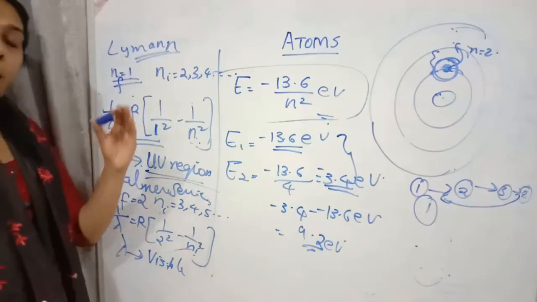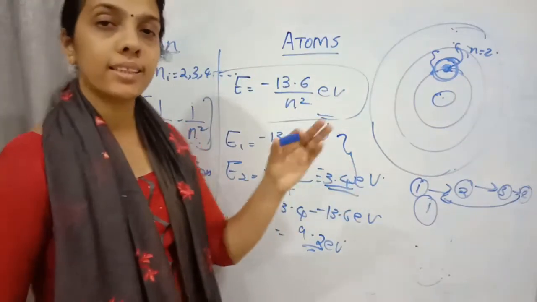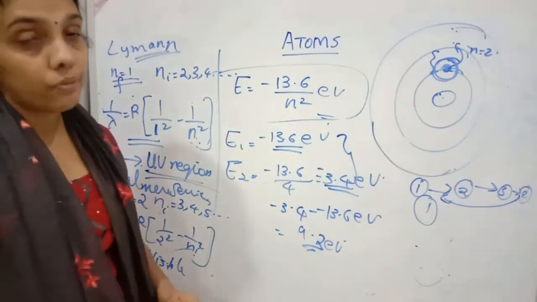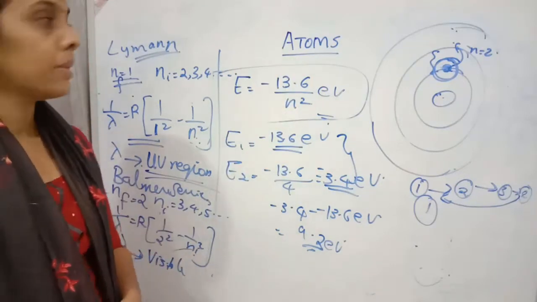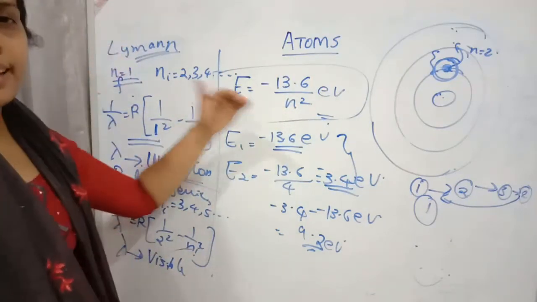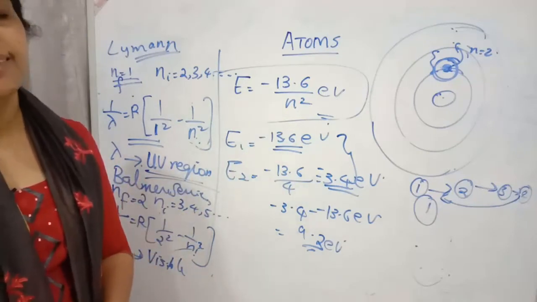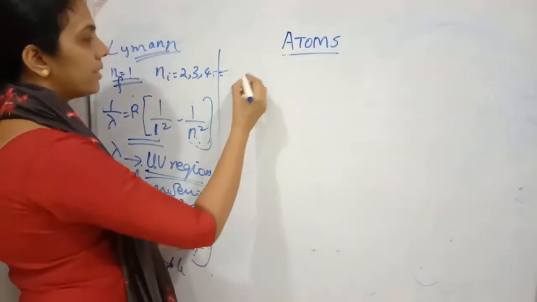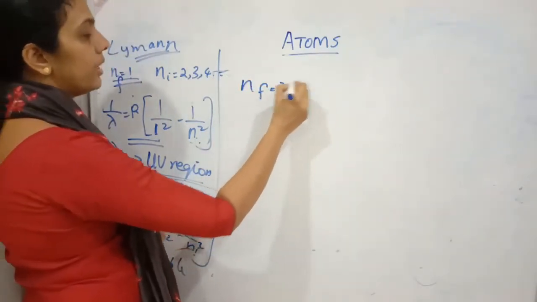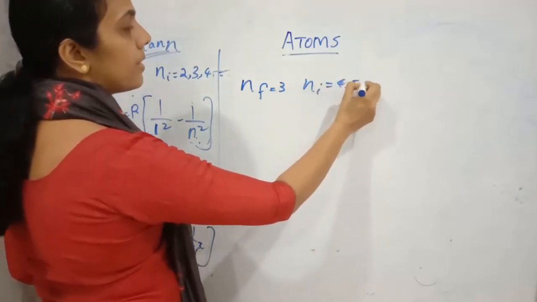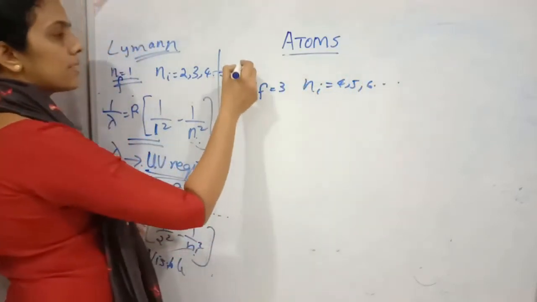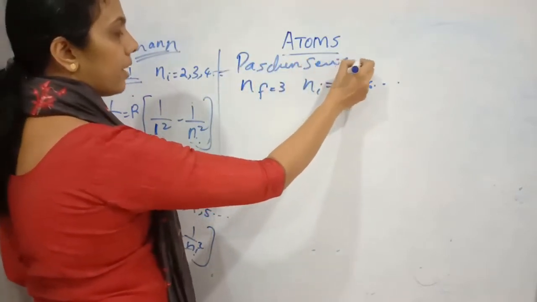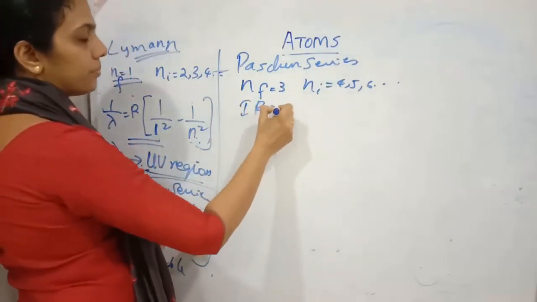Actually, Balmer had given an empirical formula like this: 1 by lambda equals R into 1 by 2 square minus 1 by ni square. After that only all other series of spectra had come. So Lyman, Balmer, then Paschen series, Brackett series and Pfund series. Three more series are there. We are going to write them down over here. The next one is nf is equal to 3 and ni equals 4, 5, 6, etc. Such kinds of series are called the Paschen series, and the Paschen series comes under the IR region.